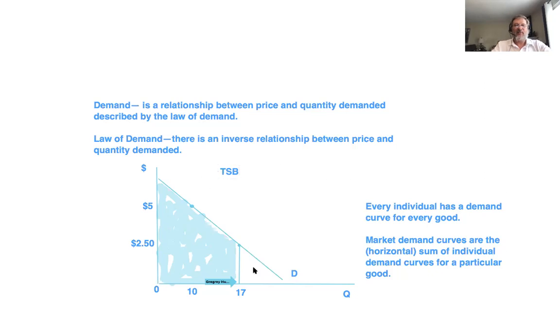And there's actually another name for the demand curve. It's sometimes called the marginal benefit curve. So the relationship is that benefit is measured in terms of willingness to pay. The marginal willingness to pay is the height of the demand curve for any particular unit of the good. And so we can call the demand curve the marginal benefit curve.